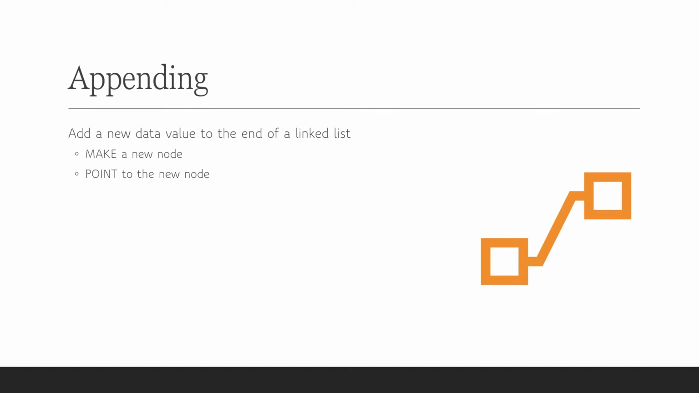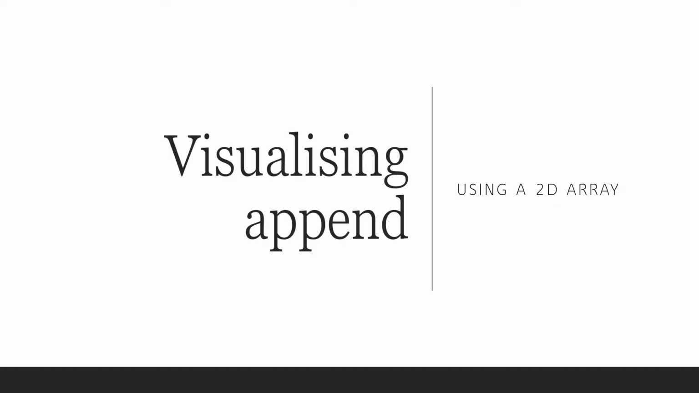So just a reminder of what appending means. Appending just means add at the end. To append a value to a linked list, you have to make a new node that contains the value and then add a pointer to the new node at the end of your linked list, and then the node is part of the linked list. So in this section we'll visualize it using a 2D array. If you can't remember what a linked list looks like in a 2D array, go back to the first presentation in this series.